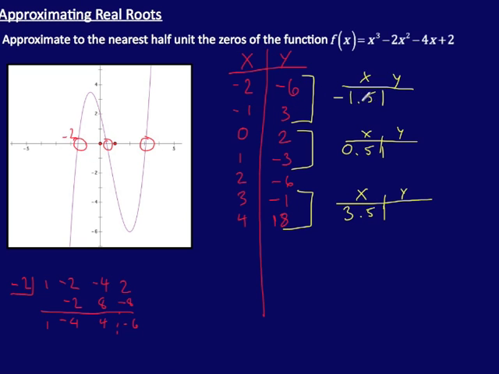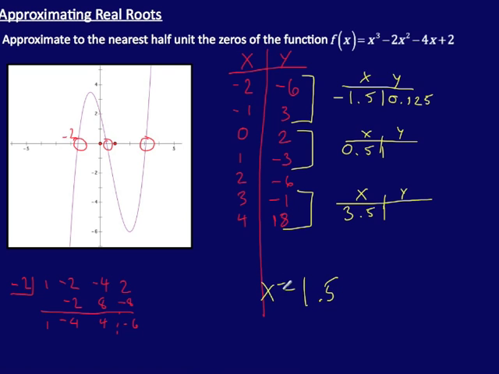If I plug in -1.5, again, you could either do synthetic division or just plug the number in. When you do that, you get an answer of 0.125. So looking at this, -2 yielded -6, -1.5 gives us 0.125, -1 gives us 3. 0.125 is the closest number to 0 out of those 3 numbers.